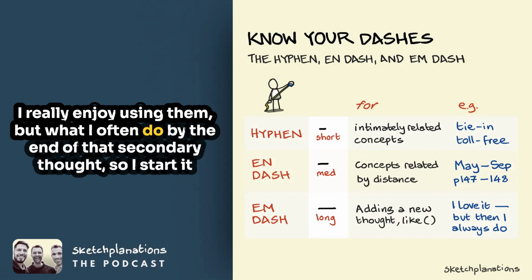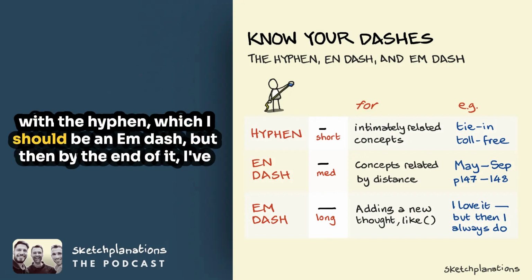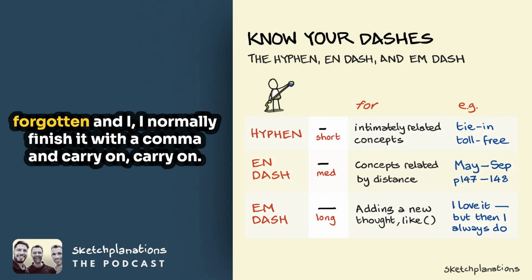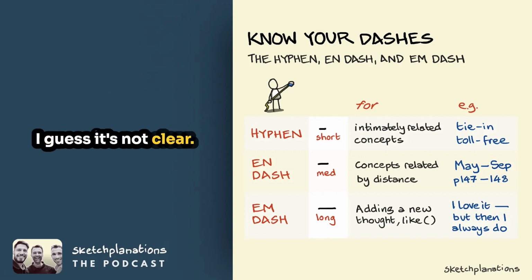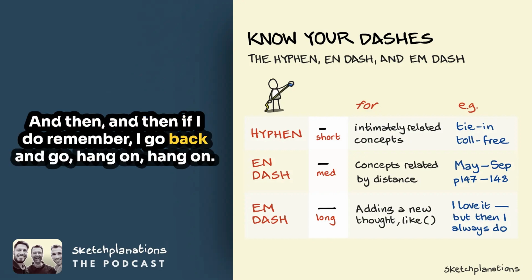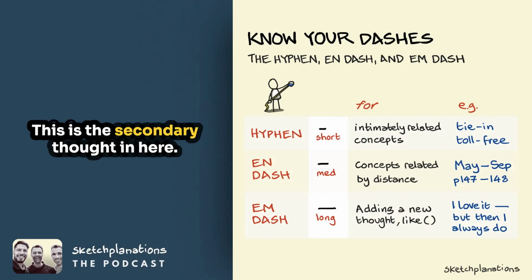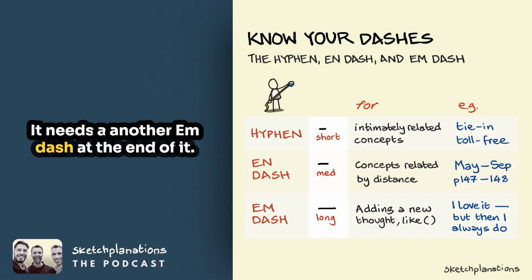But what I often do by the end of that secondary thought, so I start it with the hyphen, which should be an M dash, but then by the end of it, I've forgotten, and I normally finish it with a comma and carry on again. So it's not clear. And then if I do remember, I go back and go, hang on, let's be clear. This is the secondary thought in here. It needs another M dash at the end of it.